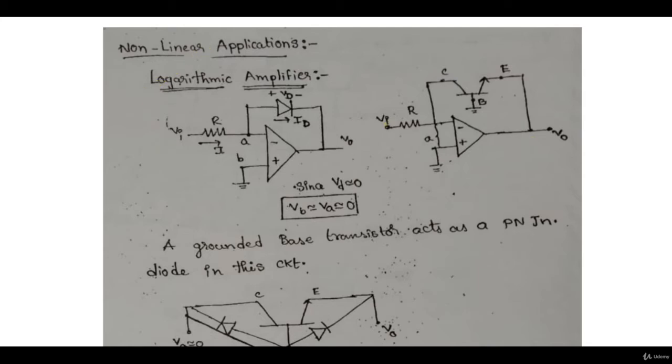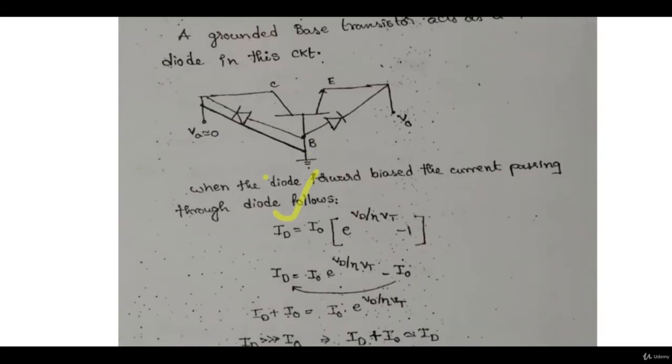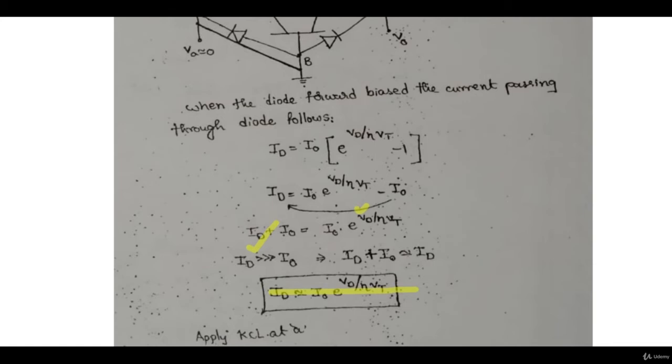Let's look at the working of the circuit. So you can see here, by applying virtual ground concept, you can write the equation. So here, when the diode is forward biased, the current passing through the diode will be this. Okay, ID is equal to I naught e to the power Vd divided by eta Vt minus 1. Okay, if you open it, this is how it will look like. And if you move on and write in terms of here, you can see ID plus I naught is equal to I naught e to the power Vd divided by eta Vt.